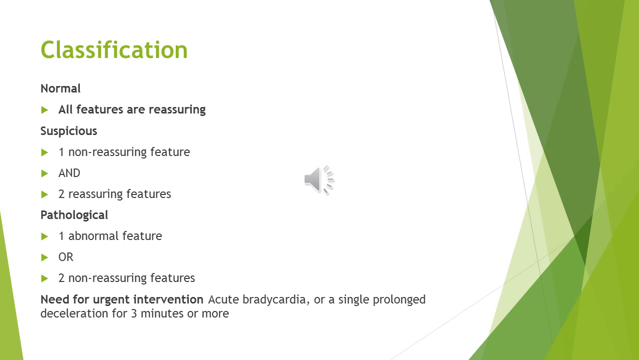So what will be the classification of the CTG? It's either normal, when all features are reassuring, or suspicious, when there is one non-reassuring feature and two reassuring features, and pathological if there is one abnormal feature or two non-reassuring features, and you have need for urgent intervention like in the case of acute bradycardia, a single prolonged deceleration for 3 minutes or more.